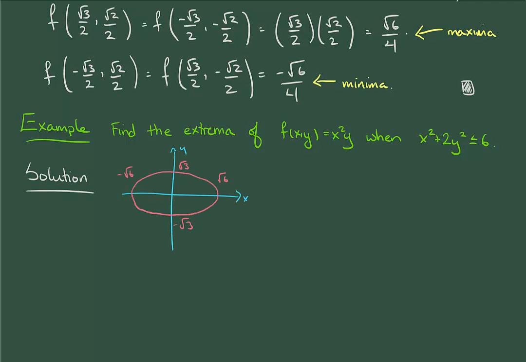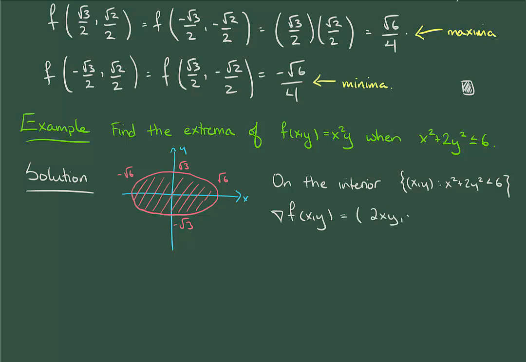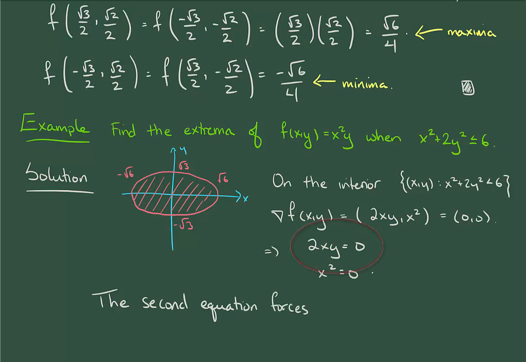And this time we're actually trying to solve this on the interior of the set as well. So we're going to have to use our critical point technique. Let's focus on the interior first. Computing the gradient of f, it's again just a polynomial, so it doesn't involve too much work. And we're going to set this to 0, 0. This gives me two equations. Now the second equation forces x to be 0. And if I plug x equals 0 into the first equation, it's automatically satisfied. So that tells me that y can be absolutely anything.